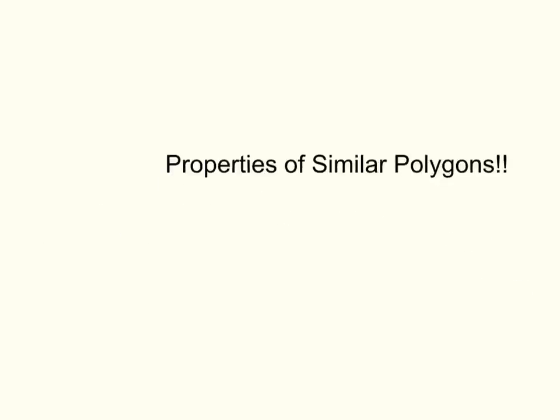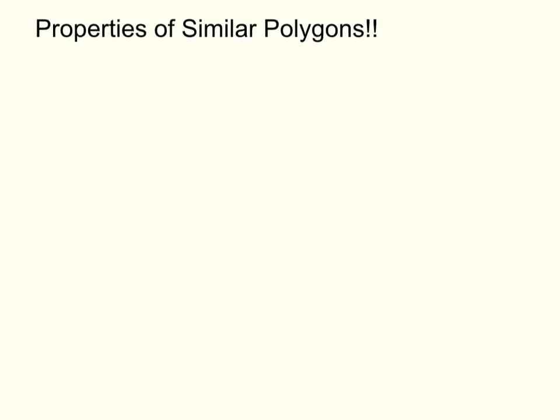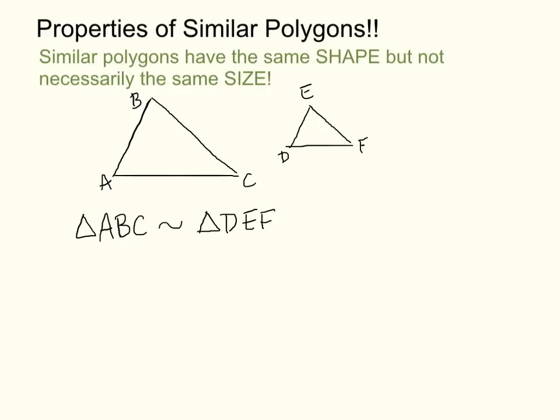Properties of similar polygons is what we're going to be covering today. There are some certain things you need to know about polygons. Let's go ahead and explain what similarity means. Similar polygons have the same shape, but not necessarily the same size. So it's either going to be smaller or larger than the other shape.